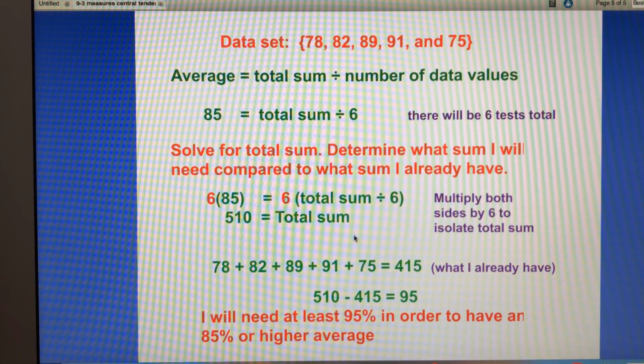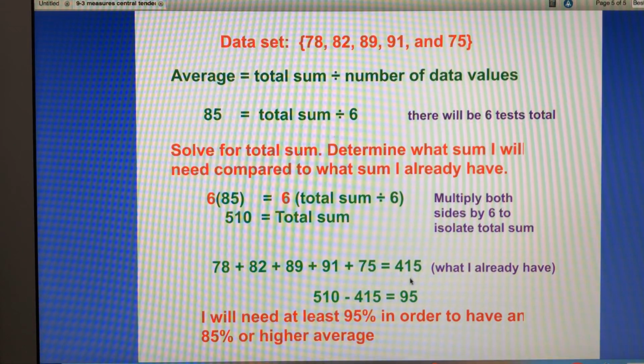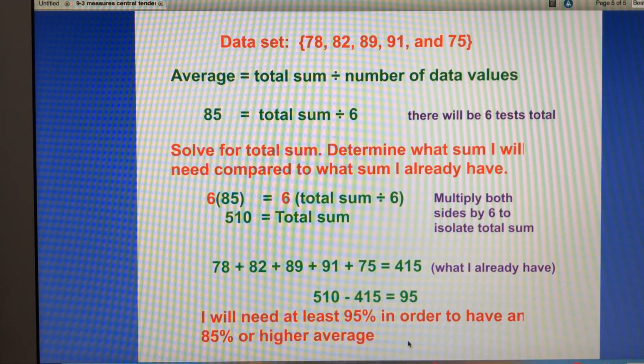Well, how many points do I have already? Maybe I have enough points that I don't even need to take the test. Well, let's count up how many points you have. Look at your data set. Add them up. You have 415 points. That is not enough to skip this test. Well, how many points do I need then? I subtract. I look at 510 is what I need. 415 is what I have. I still need 95 points. I will need at least a 95% on this last test in order to have an 85% or higher average.